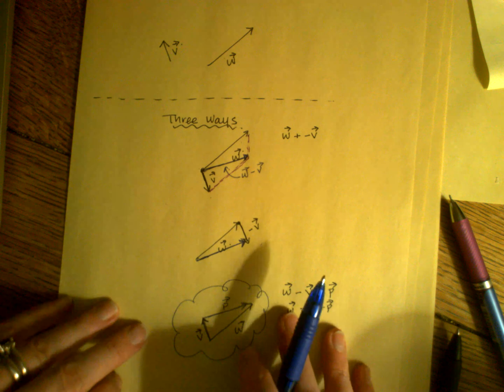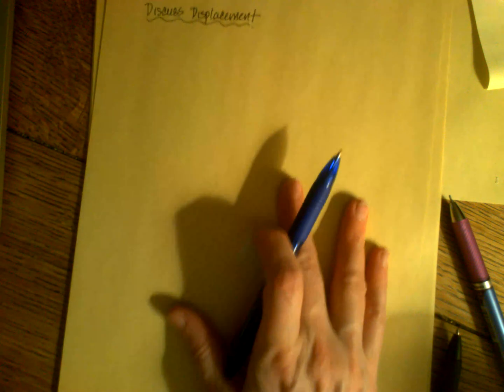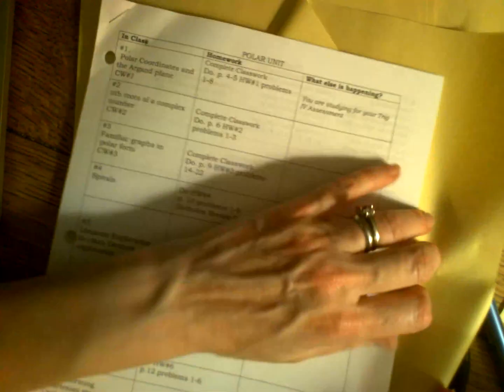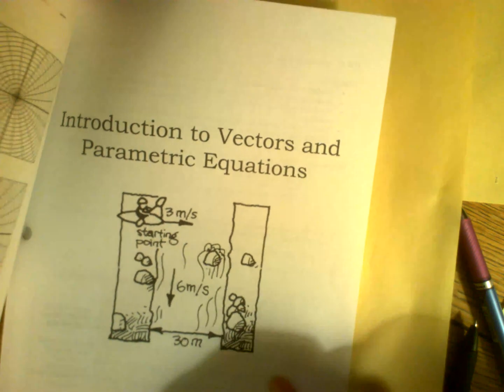The last thing I wanted to talk about has to do with displacement. So your packet, your parametrics unit starts right after the polar unit. And in your packet, you have this problem in example number 2. I want you to draw out the final vector, the final position vector of the torus. Take a moment, pause the video.